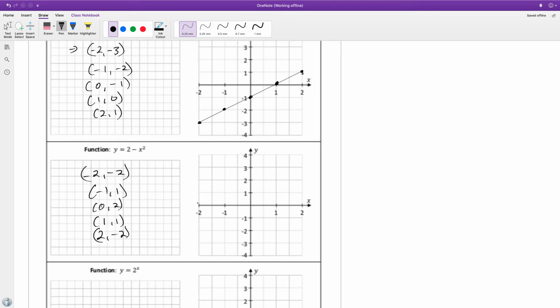Out to -2, down to -2. Out to -1, up to 1. Out to 0, up to 2. Out to 1, up to 1. And out to 2, down to -2. And I can see it makes the shape of an n.